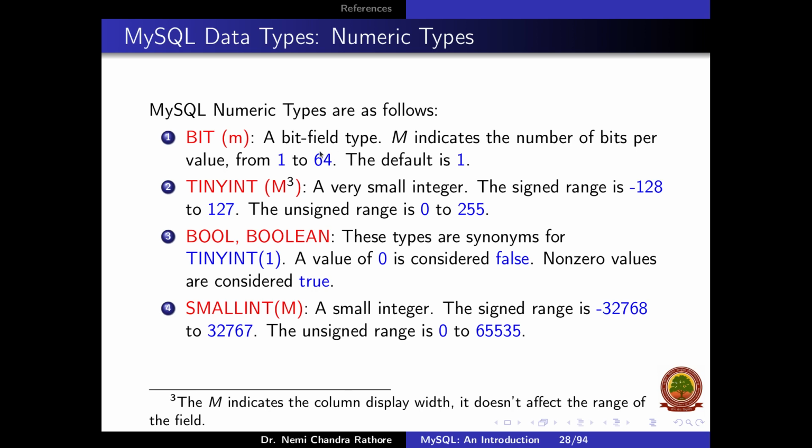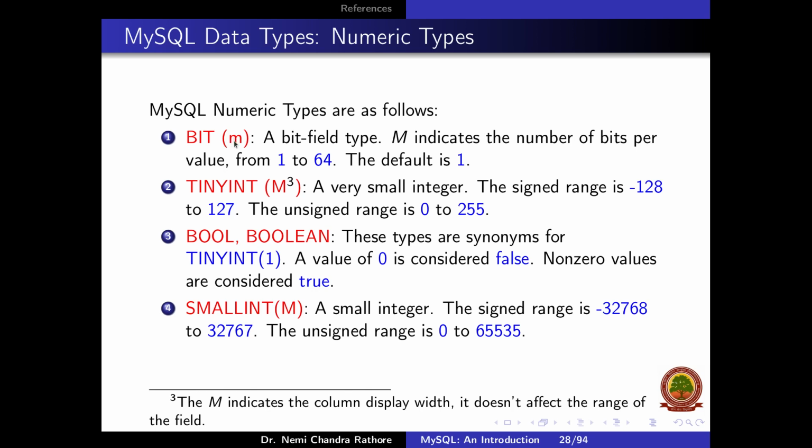Okay, so the bit field type defines a domain that can contain a set of bits. Now with the help of this parameter m, you can define what will be the size of this domain. The size of the value that you can contain in a column, you can define with this variable m.